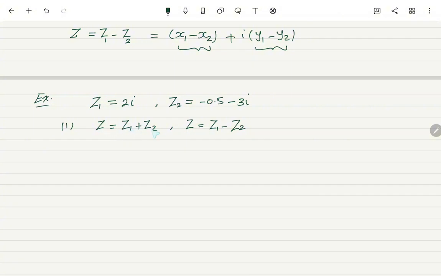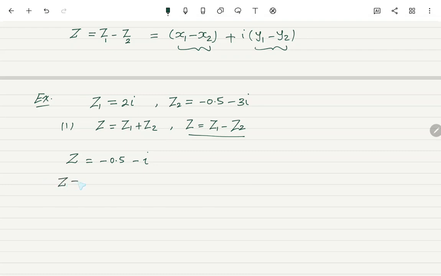Now z equals z1 plus z2. The real part for z1 is equal to 0, and the real part for z2 is minus 0.5. So z in this case equals minus 0.5 plus 0, just minus 0.5. Now the imaginary part for z1 is 2, and the imaginary part for z2 is minus 3. So when you add 2 plus minus 3, it's minus 1i. So it's minus i.